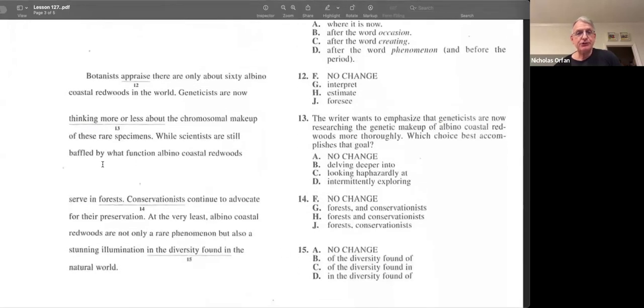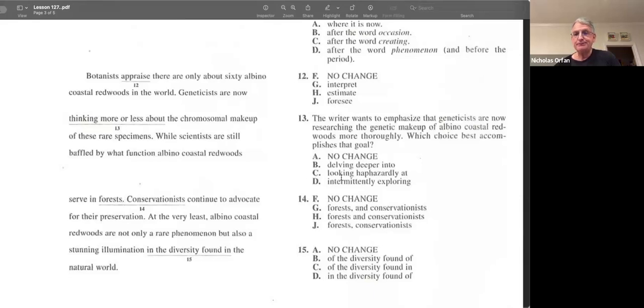While scientists are still baffled, confused, by what function albino coastal redwoods serve in forests, conservationists continue to advocate for their preservation. While you consider it almost a prepositional phrase, it's a dependent clause. It's not an independent sentence. While scientists are baffled, blah, blah, blah, comma, conservationists continue to advocate for their preservation. So you can't put a period here, or you just have a sentence fragment.